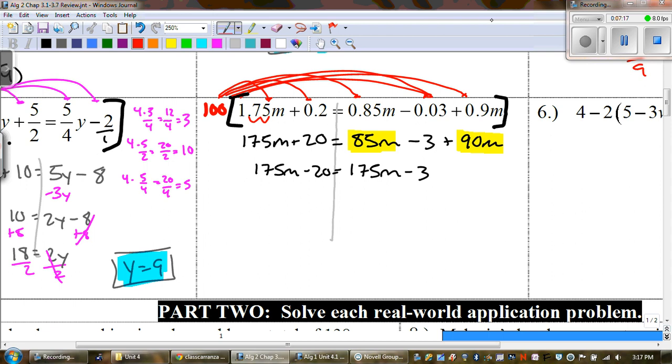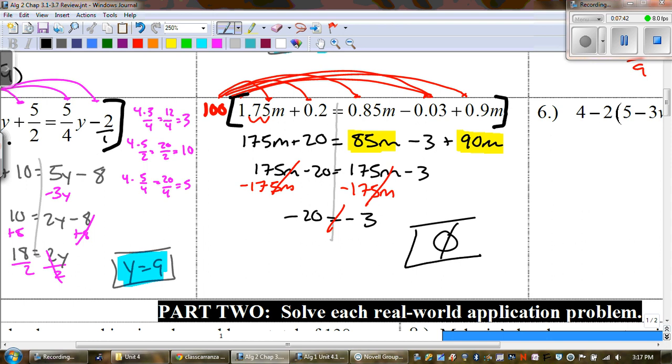Okay, so I have variables on both sides, so I need to move them to one side. So I'm going to move the smaller one. The only thing is they're both the same. And when they're both the same and we subtract them, they cancel out. And we're left with negative 20 equals negative 3, which is a false statement. Okay, so if it's a false statement, our answer is no solution.